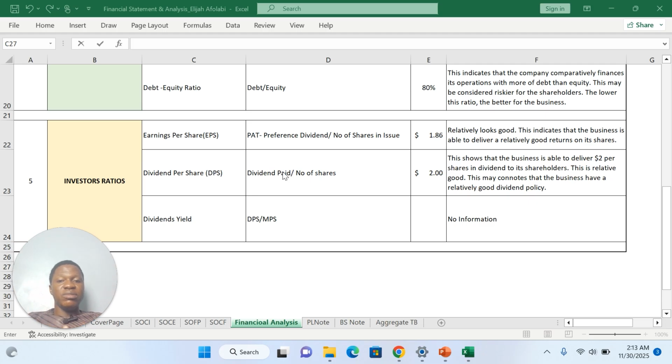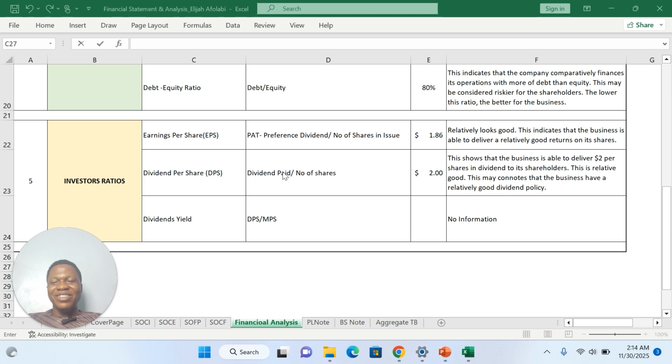Because this just indicates that the business is able to deliver relatively good return on its shares. That's just what that speaks to. Are you able to deliver relatively good return on the shares? That's what earnings per share also speaks to. There's an accounting standard that also addresses that. That is IAS 33, International Accounting Standard 33, earnings per share. It explicitly explains how this is to be recognized and when you have to restate them, amongst other things. But it's nothing to be bothered about.